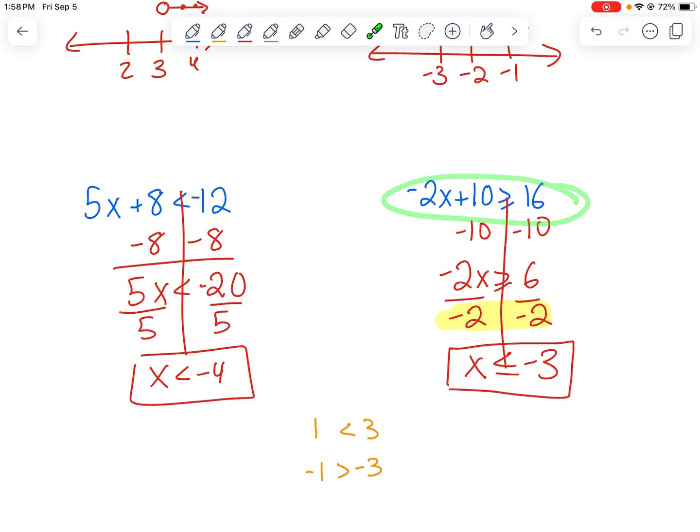If you want to check, you could substitute -3 into your inequality, treat it like an equation, see if the 2 sides are equal to each other. But to check this direction, we'll pick any value that is less than -3. So we could take -5, for example, put it in the inequality and see if it comes out true.